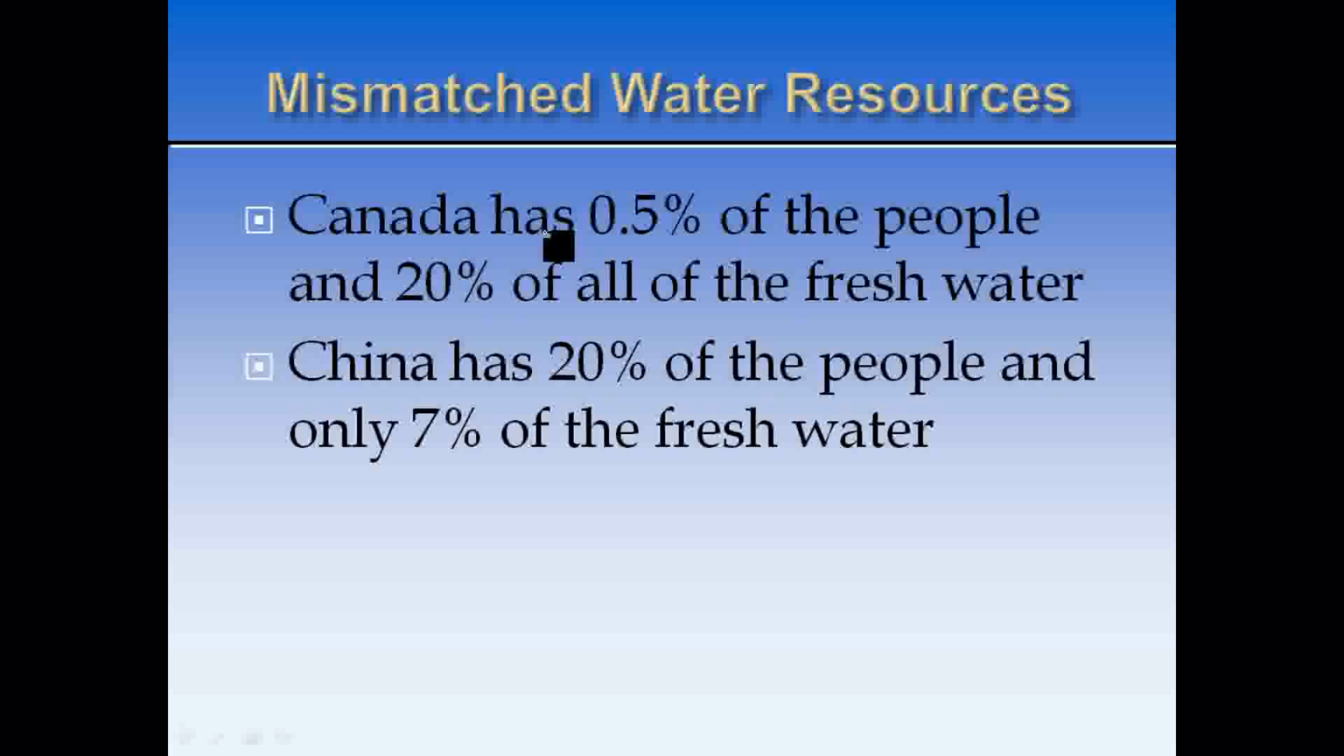And here's why. If you wanted to do an analysis, because of all of those icebergs up in Canada, they have 20% of all of the fresh water on Earth. They have less than a half of 1% of the people, and they have 20% of the water. Now let's take a look at China. There's a reason that they were yellow on that map. They've got 20% of the people of the world, but they only have 7% of the fresh water. So our water resources are mismatched.